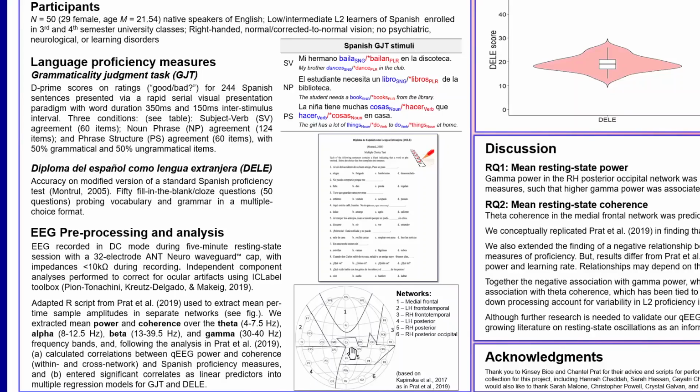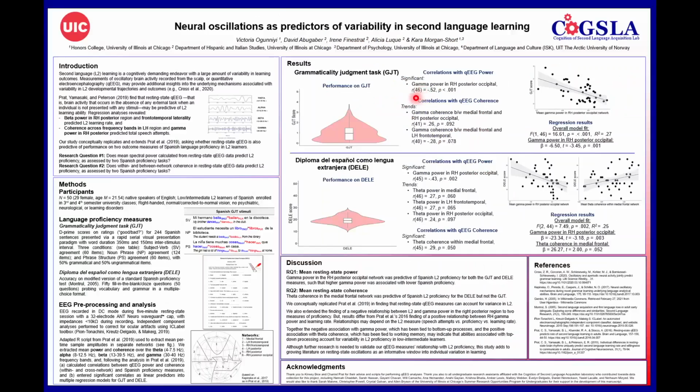For the analysis of our research questions, we conducted correlation analyses between the QEEG measures of interest and our proficiency measures. Following this, significant correlations were entered as predictors into 2 separate regression analyses for both proficiency measures. Regarding our results, here's a violin plot showing participant performance on the GJT. The average G-score was 0.9 out of about 4.8.